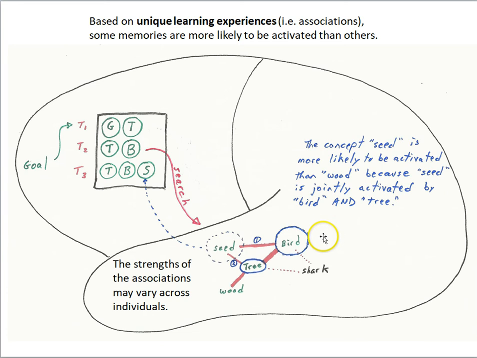Now, because some of us have different learning experiences, it means we're going to have different items connected up in our semantic memory and at different strengths. So the strengths of the associations may vary across individuals. But nevertheless, based on unique learning experiences, some memories are more likely to be activated than others, and that will be true of everyone. It's just which new pieces of information are activated might differ across individuals.